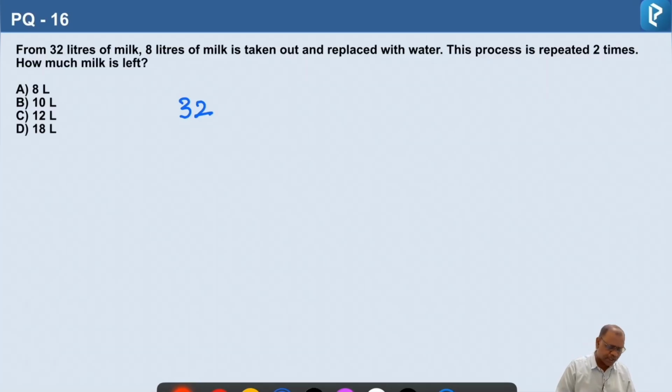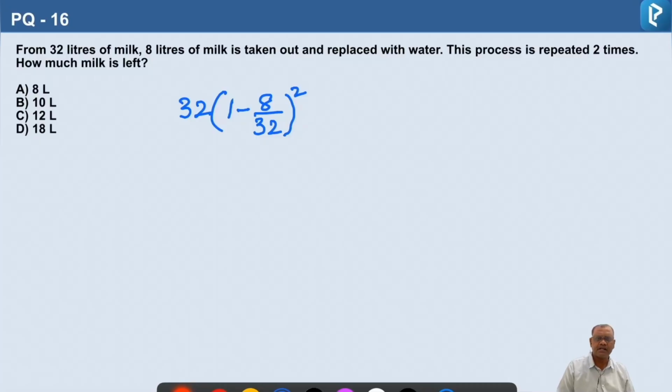So that is 2 times. We have to multiply this with 1 minus 8 by 32. So 8 liters we are taking out of 32. How many times are we taking? 2 times. So the power will be 2.